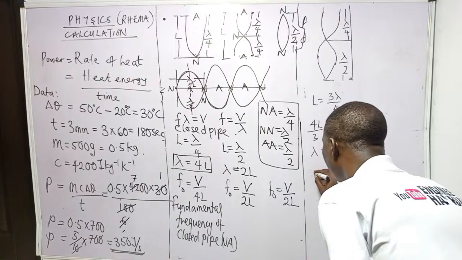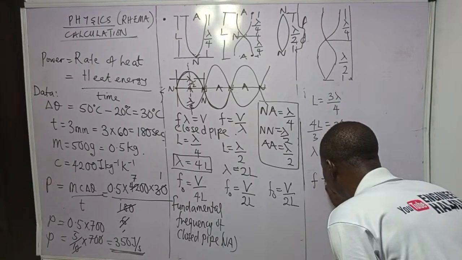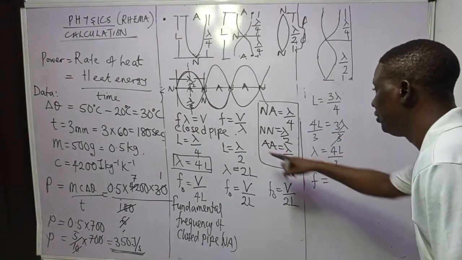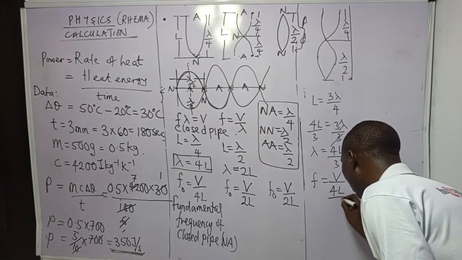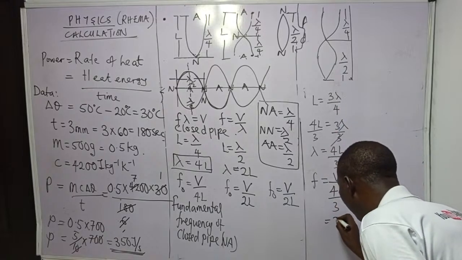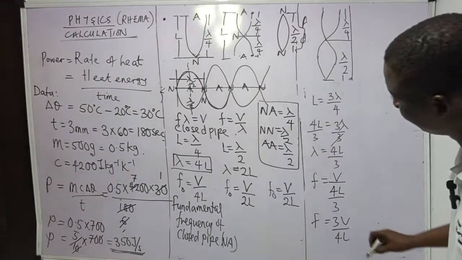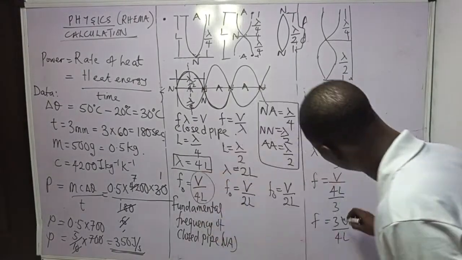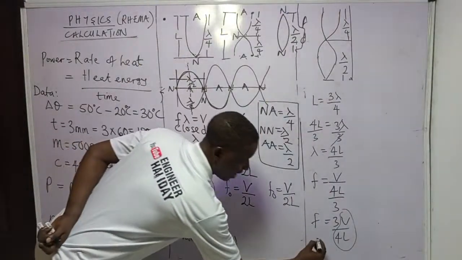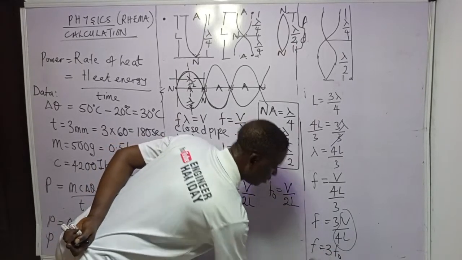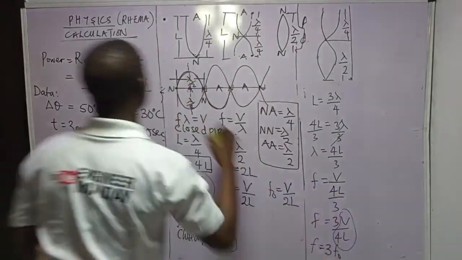So the next frequency will now be equal to V over lambda, which is V over 4L over 3. This one will go up as 3V over 4L. Now, what do you notice here? Something is appearing here. Check this one. We see it here. So how do we write that one now? We can write it as F equals 3 times the fundamental frequency.